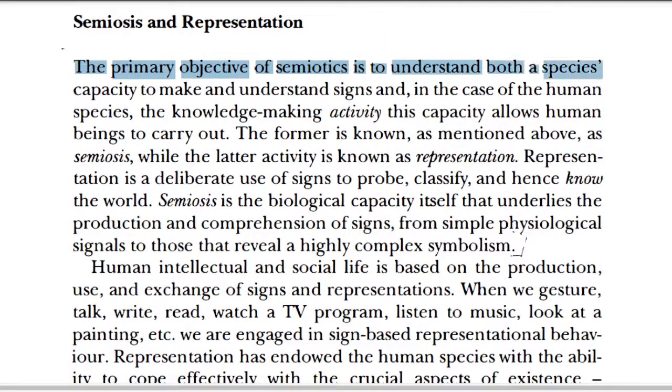The primary objective of semiotics is to understand both a species' capacity to make and understand signs and, in the case of the human species, the knowledge-making activity this capacity allows human beings to carry out. The former is known, as mentioned above, as semiosis, while the latter activity is known as representation. So understand a species' capacity to make and understand signs, right? Knowledge-making activity, right? That allows human beings to carry out.